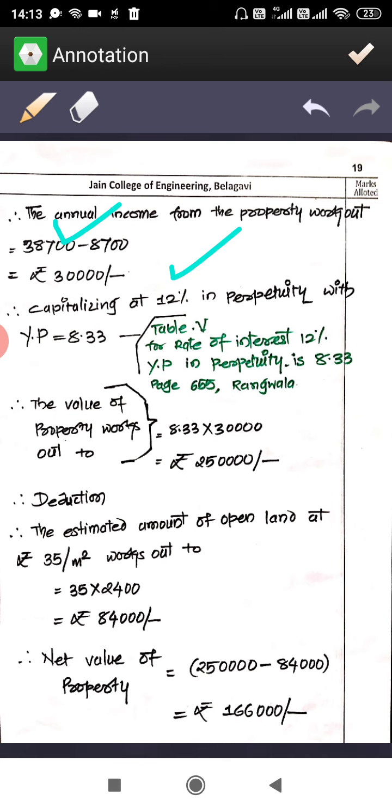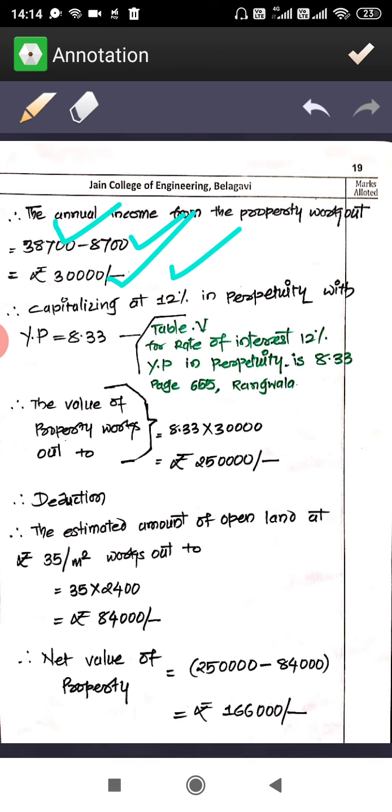From that you have to deduct the annual outgoing. So probably annual outgoing we are going to consider at around 9,000 per annum. So we'll deduct whatever overall value will be there from this 38,700. So 8,700 we are going to deduct. So you'll be having 30,000 as the annual income from the property.